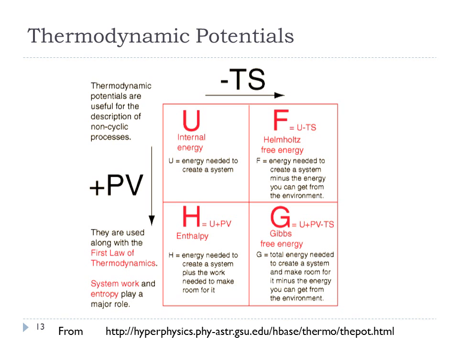Then there's the Helmholtz energy, which we won't be using in this course, and that's the internal energy minus Ts. So it's the energy needed to create this system minus the energy you get from the environment. And then the Gibbs free energy is U plus PV minus Ts, which is the total energy needed to create it and make room for it minus the energy that you'd be getting from the environment. So the one to really focus on here is enthalpy, because that's the one we're going to be using the most in this course.